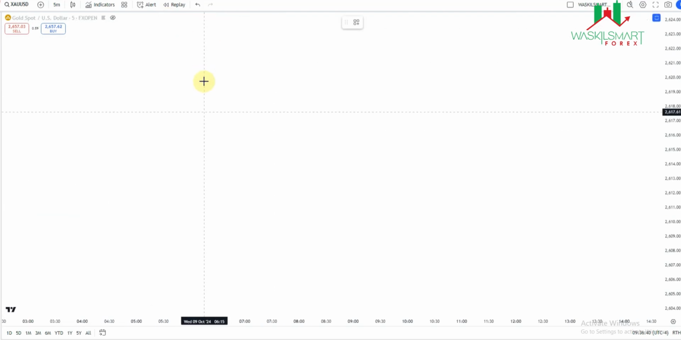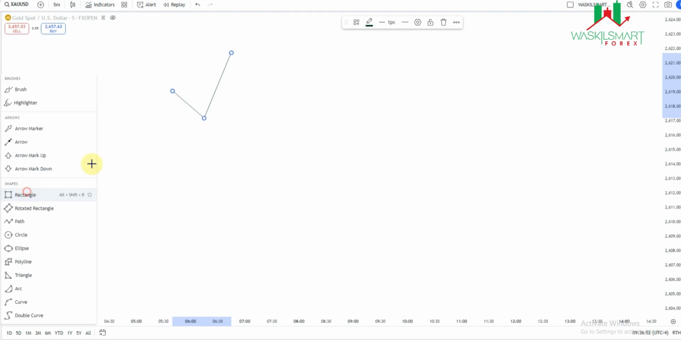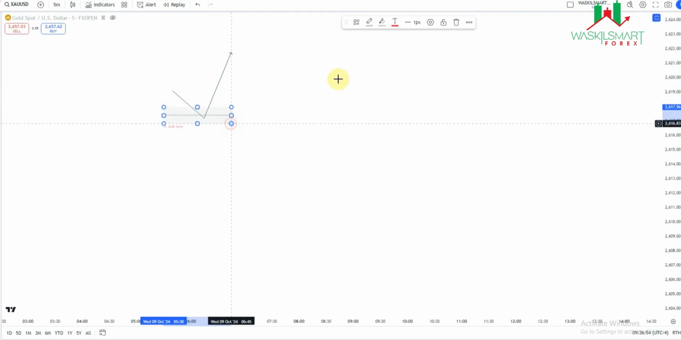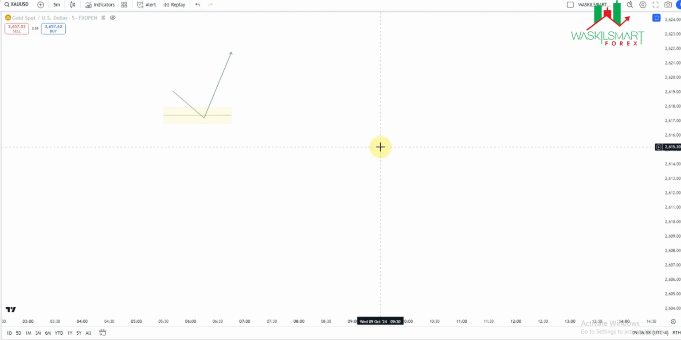So the first one is, if market enters into a fair value gap, not just a POI. I don't want to just say POI, I want to mention the exact POI, point of interest. So market enters into a fair value gap, and you have to understand something. You have to have this mindset.